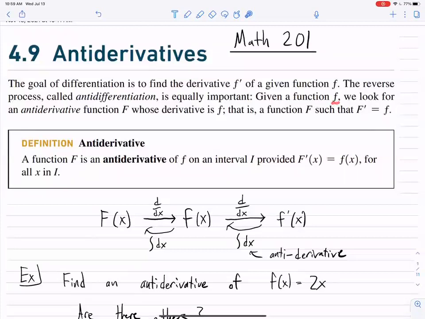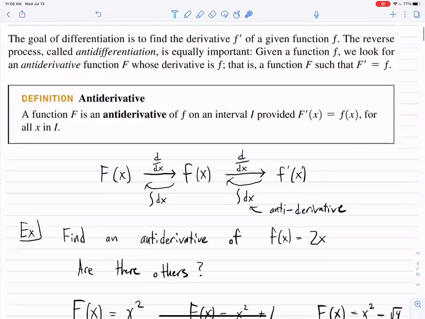If you have a function, we want to find the antiderivative, which we generally call capital F. And the special relationship between capital F and little f is that the derivative of capital F is little f. And so a function capital F is an antiderivative of little f if the derivative of capital F is little f. So this is the idea.